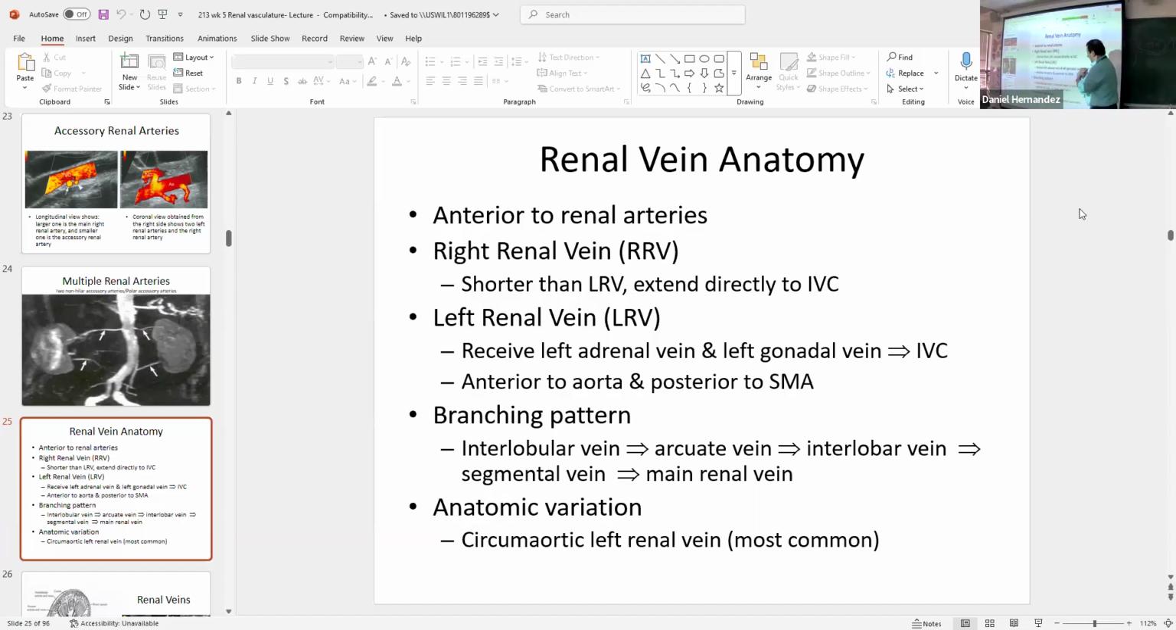In terms of anatomic variants, the most common is going to be something referred to as a circumaortic left renal vein. So meaning that the left renal vein exits the kidney and then splits, and actually one branch of that vessel goes anterior to the kidney, another branch of it goes posterior to the kidney, so it kind of hugs it, and then most of the times they come back together a little further distal once they get past the aorta.